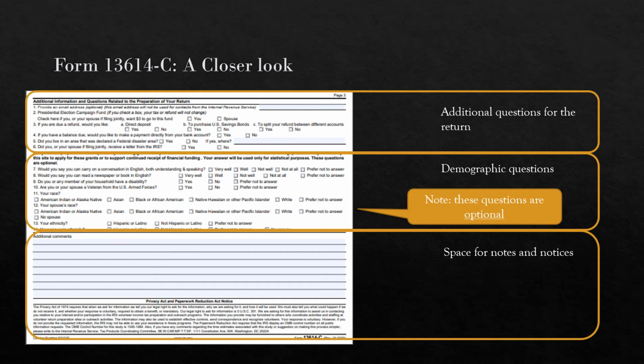And then we have some space for notes and notices. The notes can be used by you if you need to communicate some information to the quality reviewer about a certain situation that had a little more context or detail. Maybe the taxpayer wants to give you some context or detail or ask questions in those additional notes. And then of course the notices are things like the Privacy Act and the Reduction of Paperwork Act, with more paperwork, but that's okay.